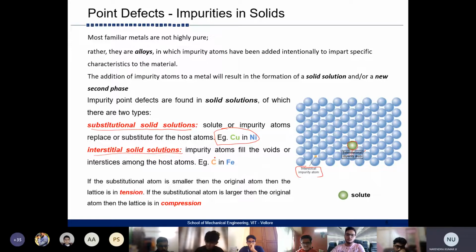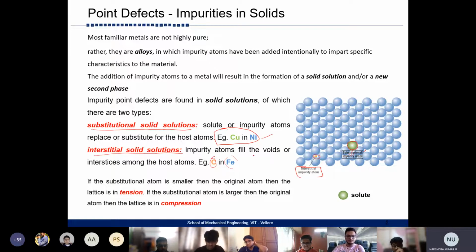And if you take carbon, carbon is 10 times smaller than the iron atom. So the carbon always takes the interstitial sites, and this type of impurity is called an interstitial solid solution.